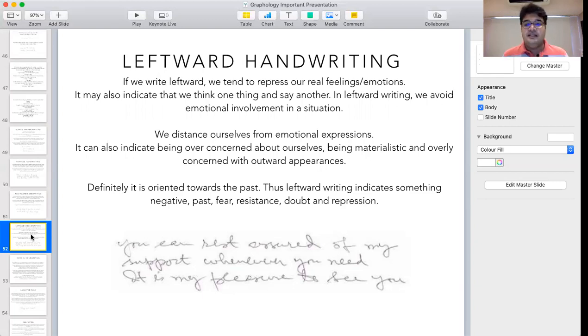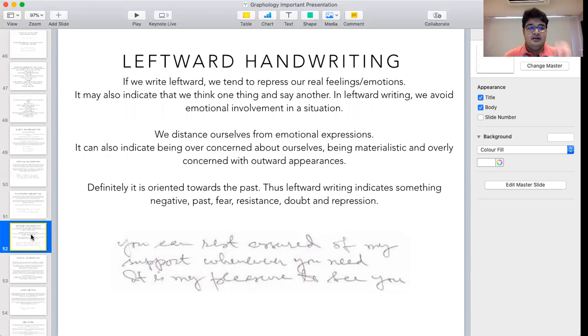It can also indicate being over concerned about ourselves. So the mentality, what's in it for me? What am I getting? What is my benefit out of this? If you constantly think about these aspects, then probably you need to check your handwriting. Or if you know of someone who constantly thinks in such a manner, you may need to check their handwriting and see if they have a leftward handwriting or not.